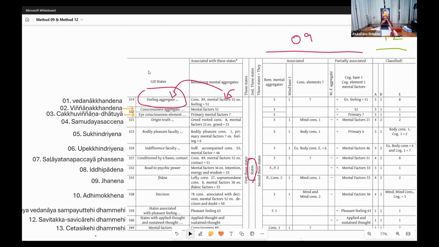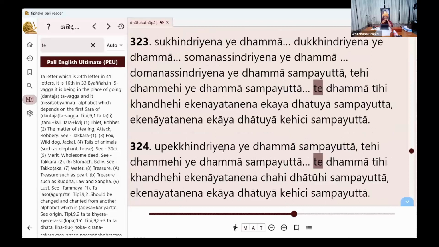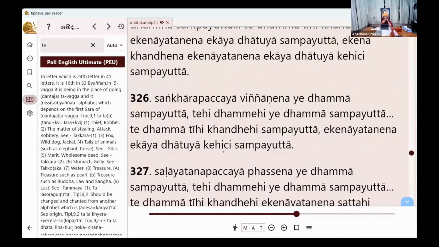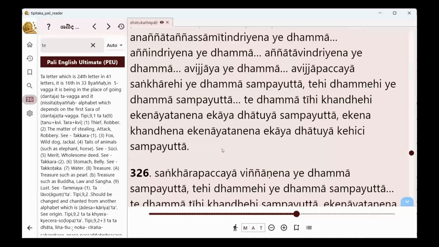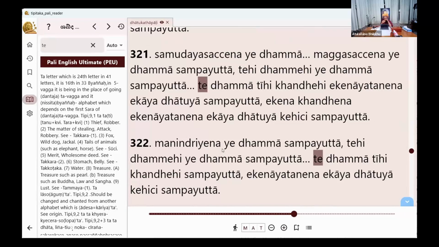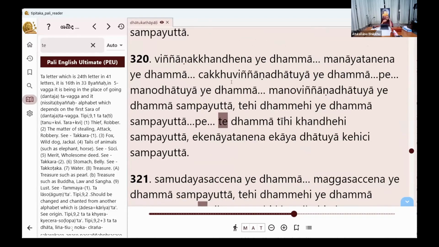So if we quickly go through the Pali here. It's 321 and 21. Samudaya Sacca, right? Oh, here in the 320 we find it. Chakku Viññāna Dhātuya. It says Tihi Khandhehi Sampayutta, Ekena Ayatanena, Ekaya Dhātuya Kiñci Sampayutta. So it's associated with three aggregates. It's partially associated with one base and one element.